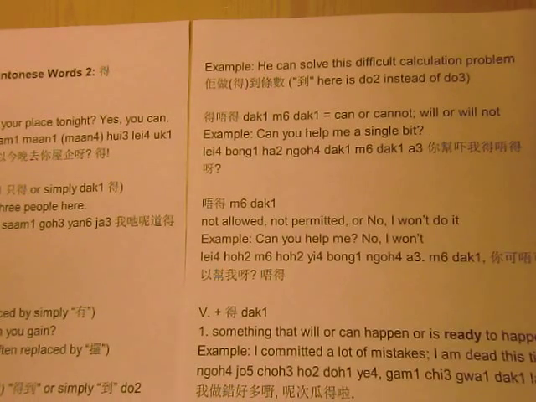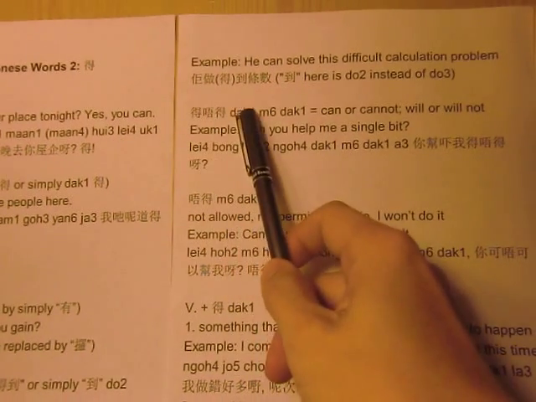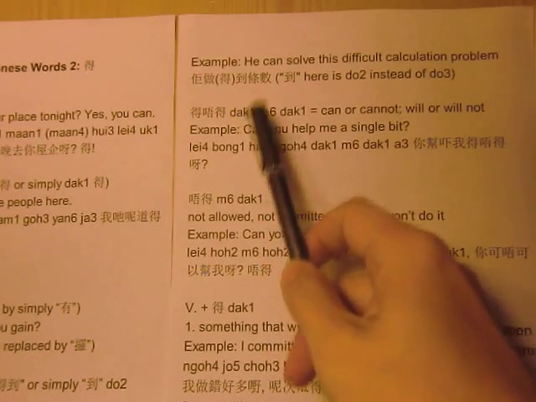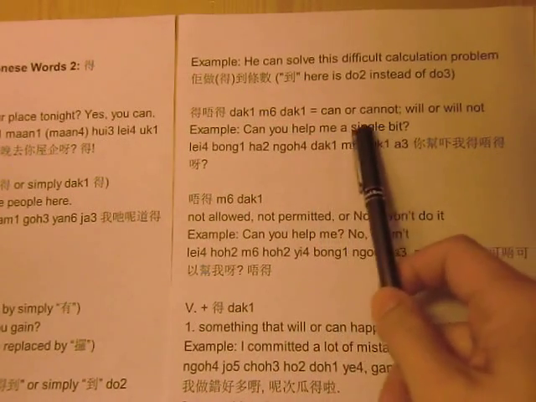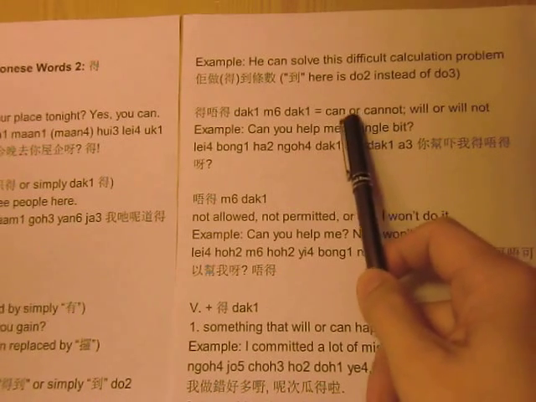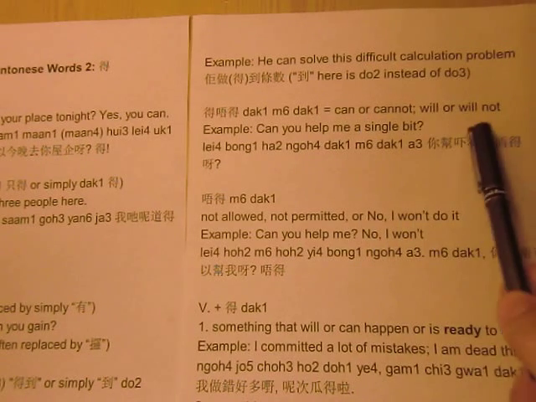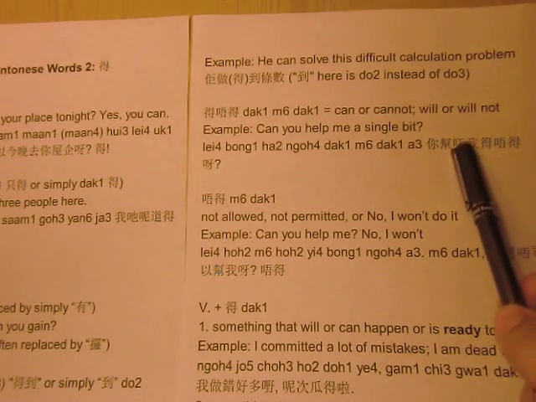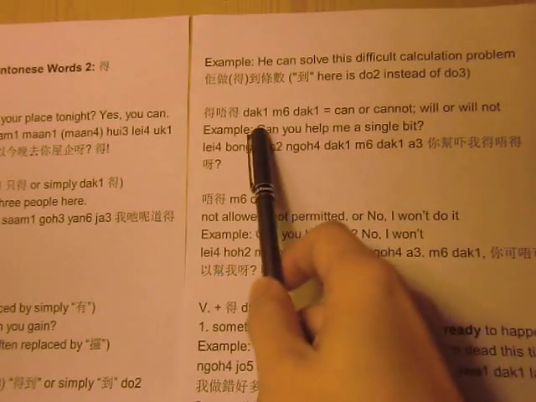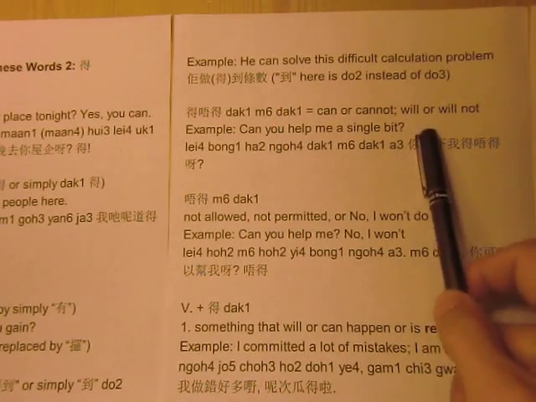得唔得? So another expression 得唔得 meaning, well, can I do it or can I not do it? So for example, can you help me a single bit? A single bit. So how do you say single bit? Well, single bit is 一下. Sometimes we abbreviate and just say 下. So how do you say the entire sentence? So again, the subject first.